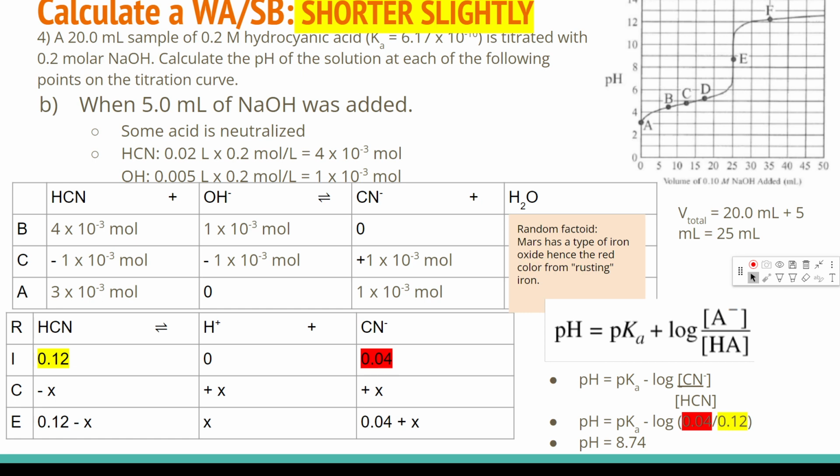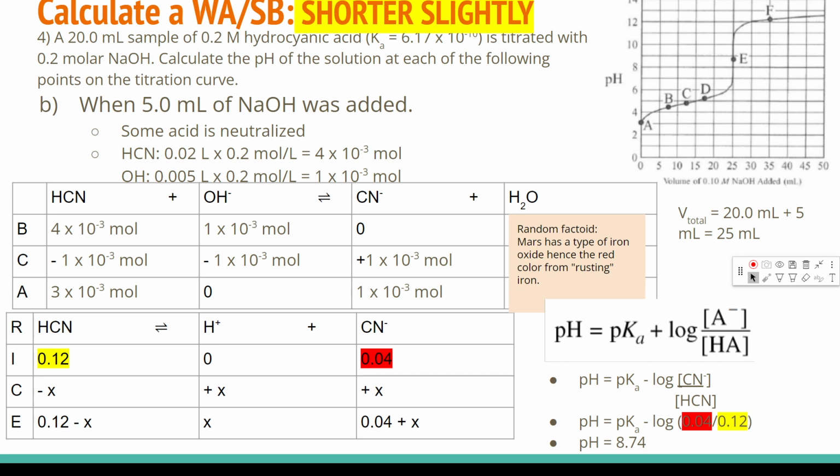So you could use the HH equation. You could not use the HH equation and just solve the algebra just like any other RICE table if you want. So you have a choice. Do either one, as long as you do it correctly. That's always the biggest thing. Are you doing it correctly? So be careful about that. Cool. But the HH equation is slightly faster, in my opinion anyway.